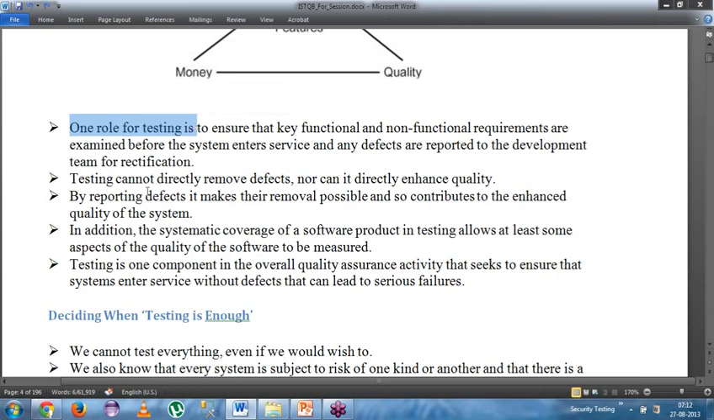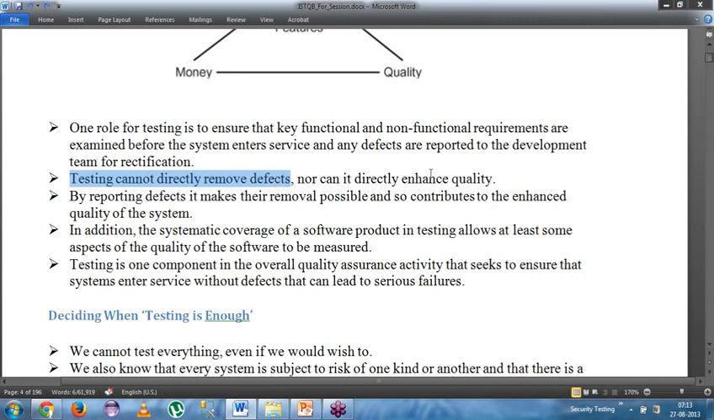Testing cannot directly remove defects. This is one important thing that we need to understand. Testing cannot directly remove defects, nor does it directly enhance quality. What it means is that if you don't have the correct process or correct implementation in place, just by testing you cannot directly remove defects. If it's a problem with the requirements, you cannot handle it. We have seen the various stages of the problems. We are testing with regards to what we are doing, and probably you might miss requirement problems.